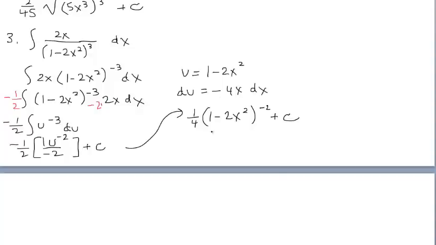You can leave your answer like this, or you can rewrite it, pulling down this quantity with the square. So it would go in the denominator with the 4. Either one is acceptable, just different formats of writing your answer. Again, you could check by differentiating to see if you end up with the integrand, and we should.